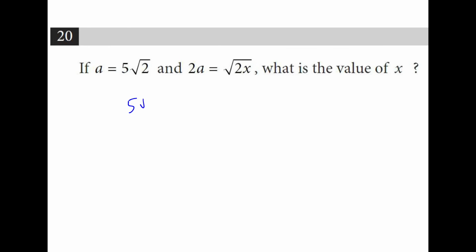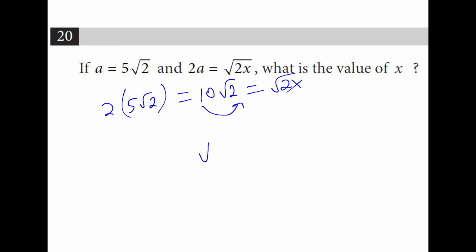So 5 root 2 times 2 is equal to 10 root 2, which is equal to root 2x. So when the 10 goes back underneath the radical, it goes as 2 times 100. What that means is x is equal to 100.